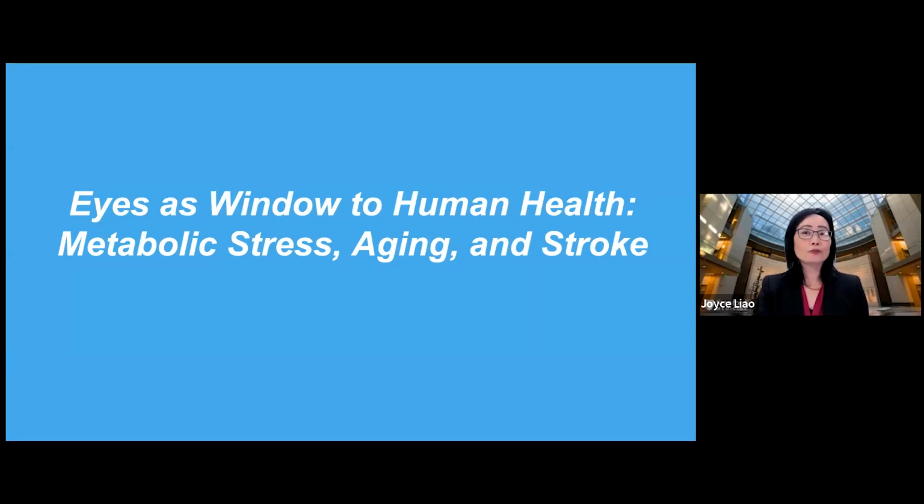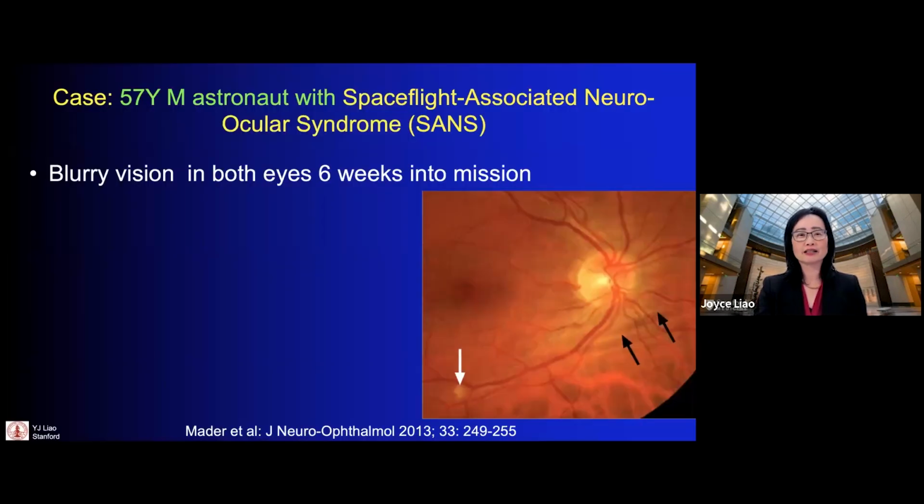So I hope you appreciate that these different kinds of imaging studies and case examples show you how the eyes are a window to human health, specifically vascular health and potentially metabolic stress and changes related to aging and vascular health issues. So I want to show you another case which is out of this world. This is a 57-year-old astronaut with something called spaceflight-associated neuro-ocular syndrome, or SANS.